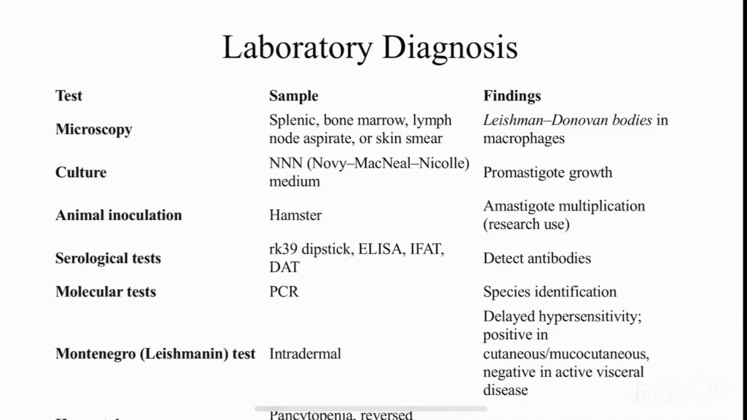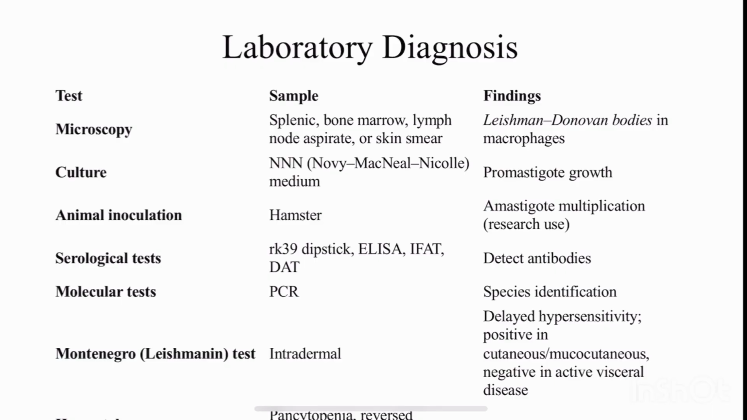Okay, then we have Montenegro, also known as the Leishmanin test. This is an intradermal inoculation. Intradermal inoculation of the dead protozoa into the skin is known as the Montenegro test or the Leishmanin test, and it is because of delayed hypersensitivity. So mainly T helper cell 1 will be involved. It is positive in mucocutaneous disease. Okay, and it will be negative in active visceral disease.